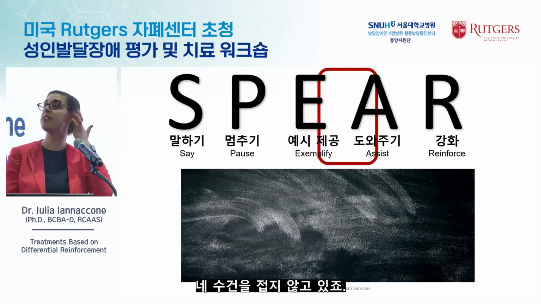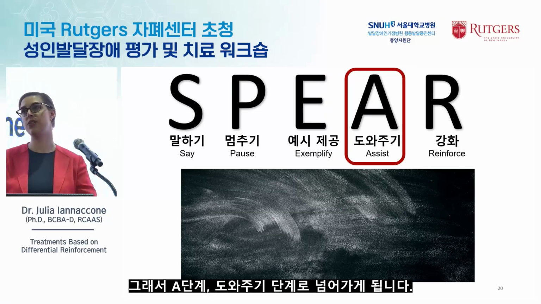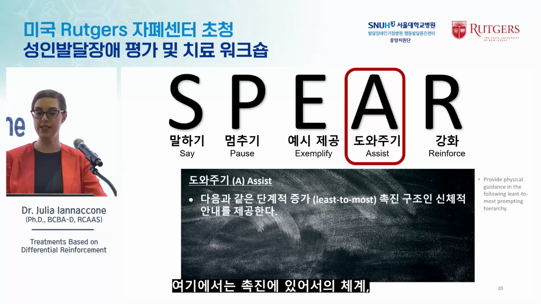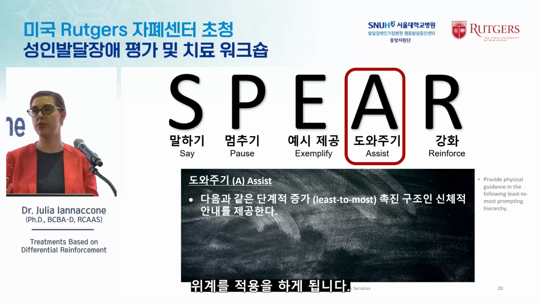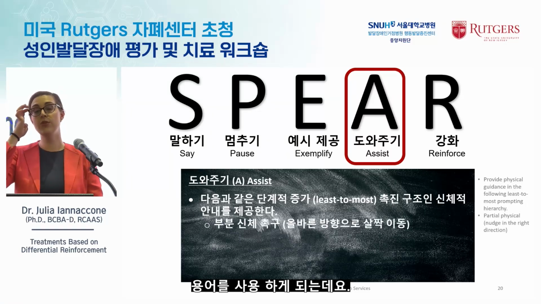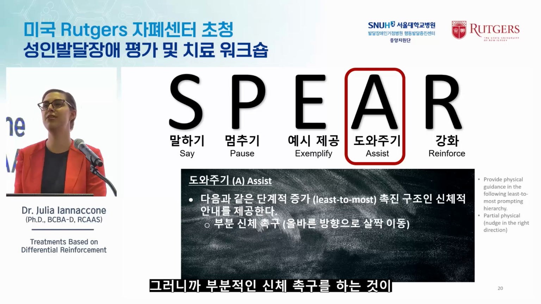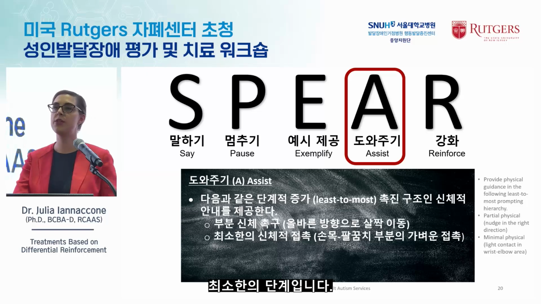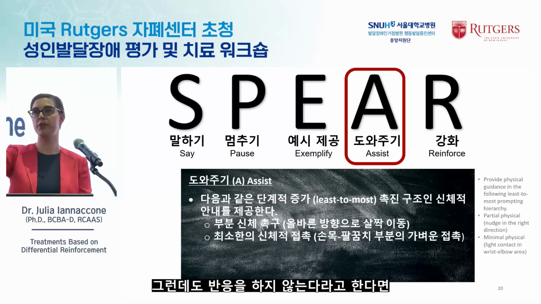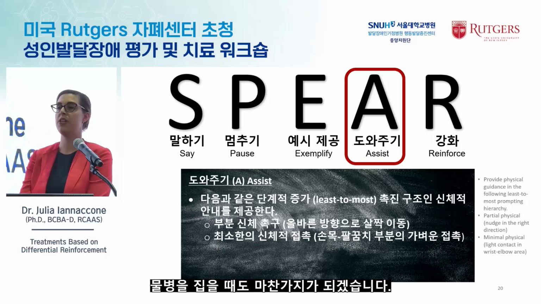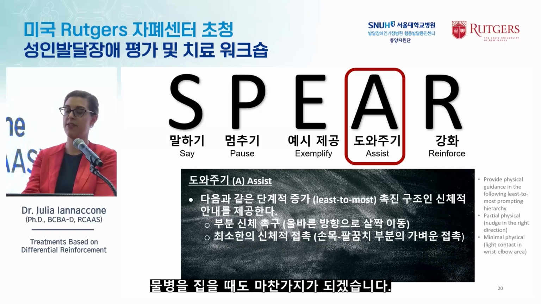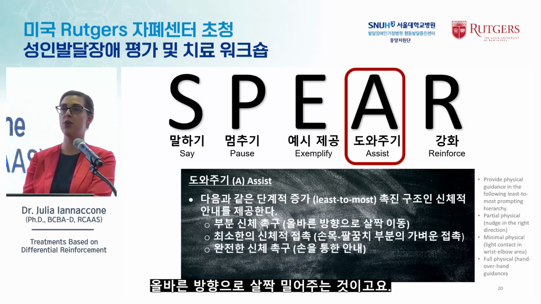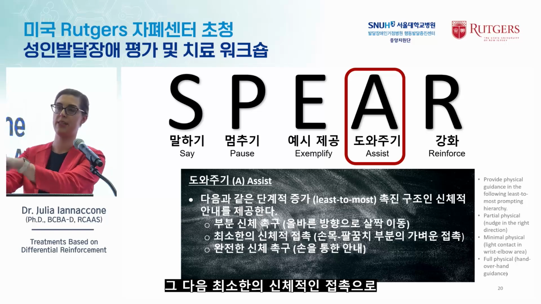Okay, so if they're still not doing it, we move on to A, which is assist. And so this is where we have a prompting hierarchy. To assist, we usually go from least to most. That prompting hierarchy usually starts with a partial physical, which is just a nudge in the right direction. And then if that doesn't work, we move on to a minimal physical, which might be, if it's to pick up the water bottle, for example, the first one might be just a nudge at the elbow in that direction. If that's still not working, we might move to the forearm or by the wrist. And if that's still not working, we go to full physical, which is hand over hand, assisting them with it.